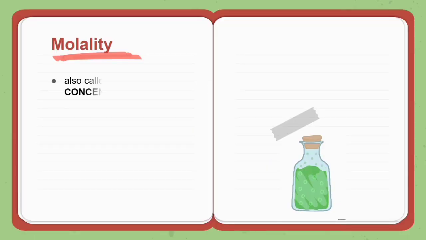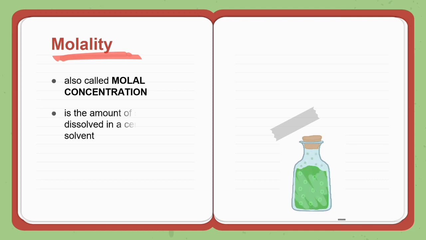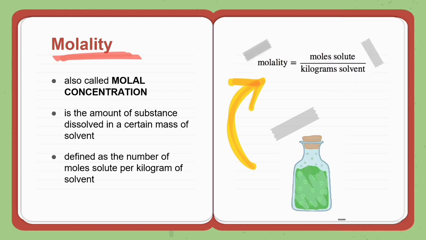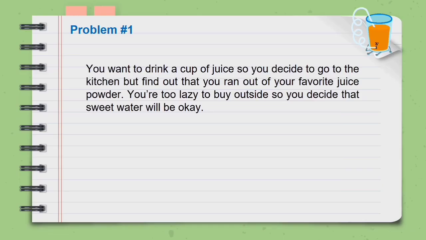Molality, also called molar concentration, is the amount of substance dissolved in a certain mass of solvent. This is a property of solution defined as the number of moles of solute per kilogram of solvent. So the formula for molality is equal to moles of solute over kilograms of solvent. To further understand the molality of a solution, let's solve problem number 1.